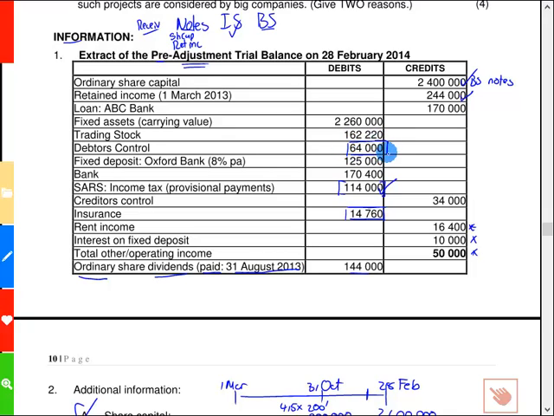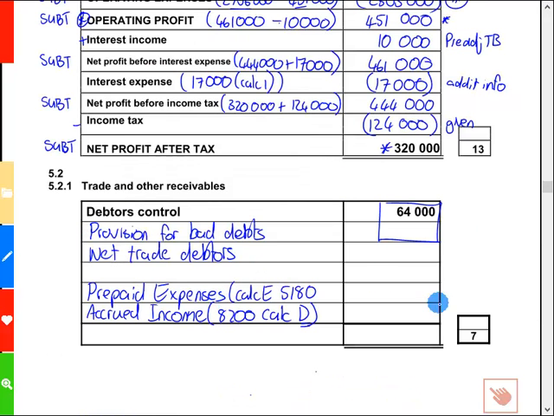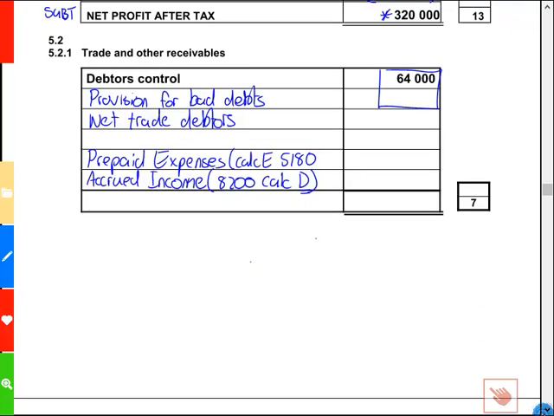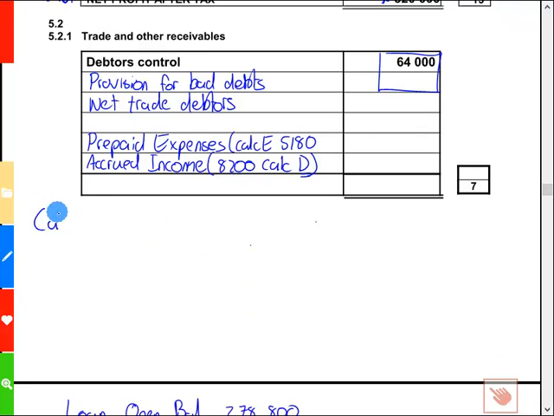64,000 Rand. Now we need to check, is there a provision for bad debts balance in the trial balance? No. We don't see any. That means the balance is 0. Okay, so I'm just going to do the calculation here at the bottom. Calculation F. We calculate what the provision for bad debts should be.